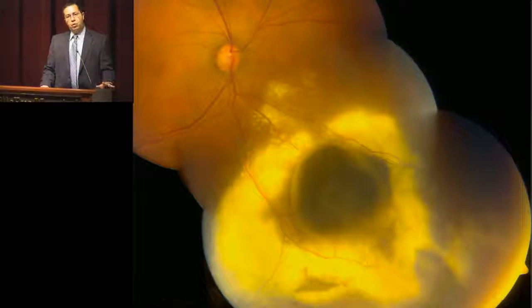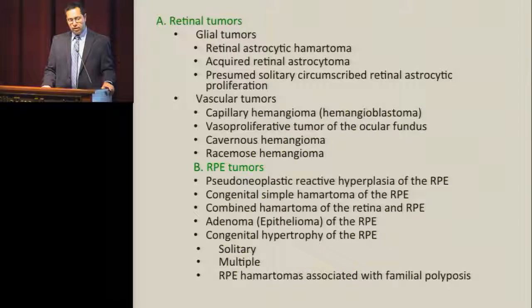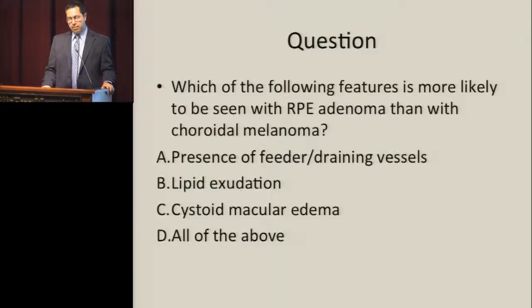So this is another RPE tumor. This is very rare. I'm just showing this for you because it looks like a melanoma. You can see it has a typical brown color. But there are certain things that are different, and I'm going to emphasize that. This is an adenoma of the retinal pigment epithelium.